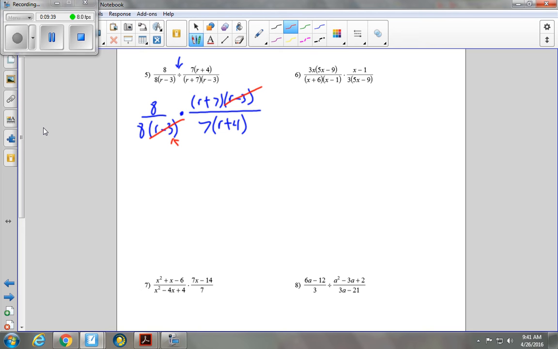You can't, since it's 7 down here and plus 7 up here. You can't do that because this is in brackets up top. The r plus 7 is one thing. You can't just pick off the plus 7 out of there and cross it off with that, so that 7's not touchable yet. Yeah, the 8's cancel.